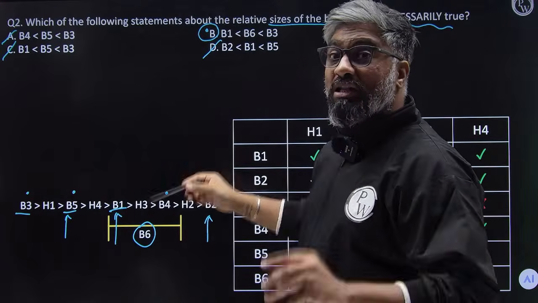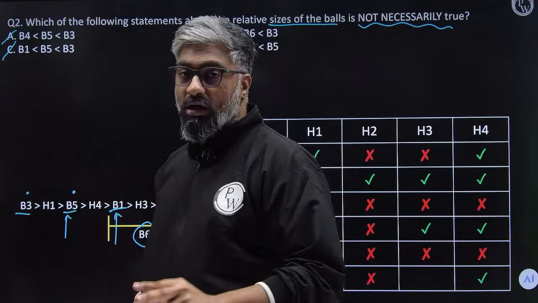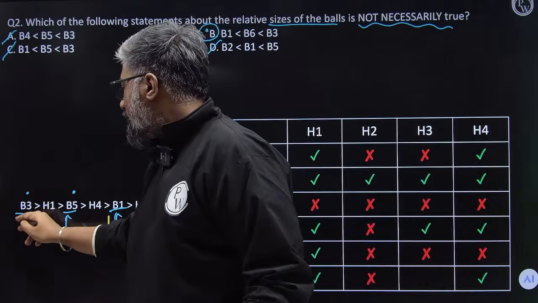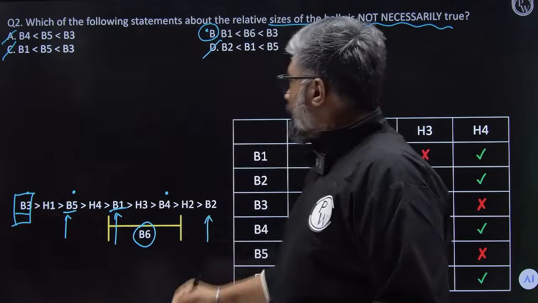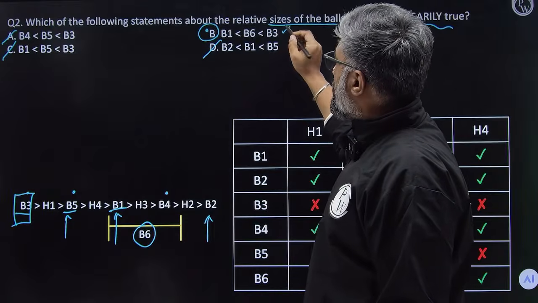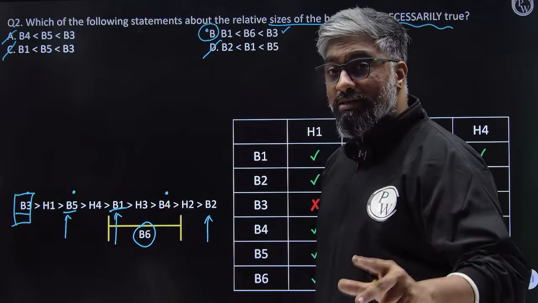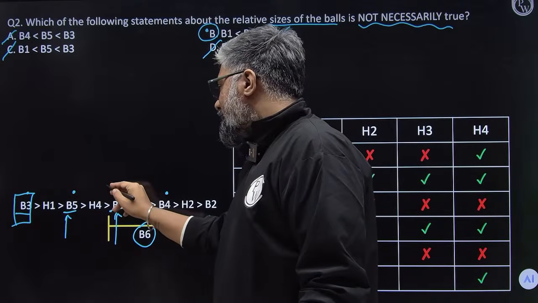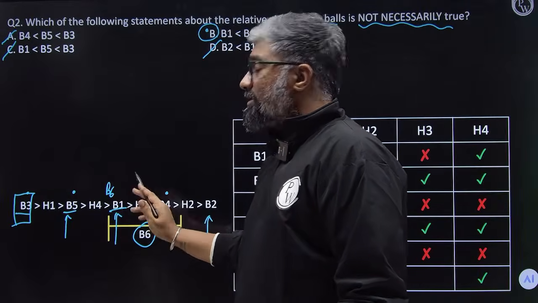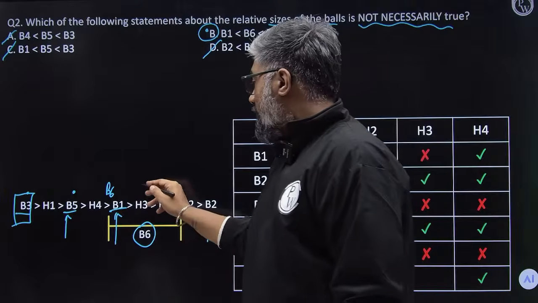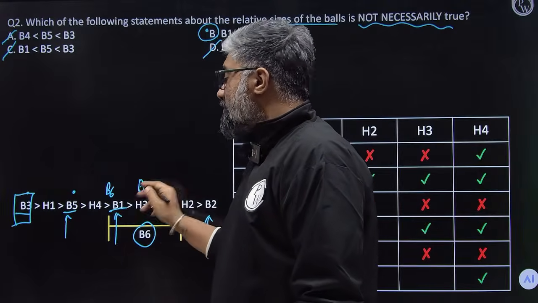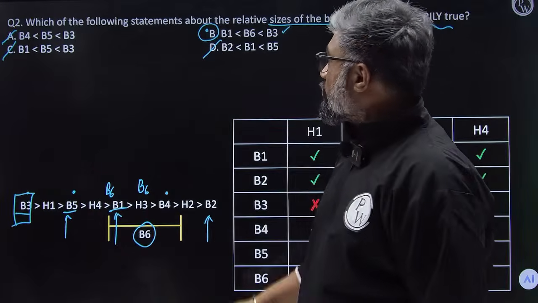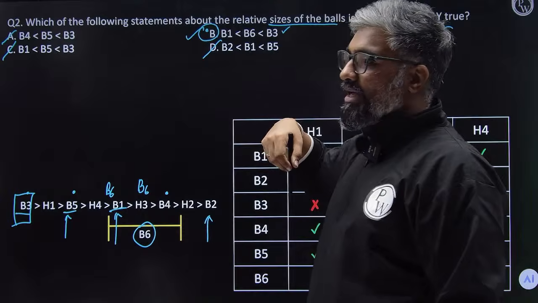I know for sure that B3 is the tallest, the largest ball, correct? B3 is the largest ball, I know. So this part is okay. B3 has to be larger than B6 is okay. But B1 and B6, I don't know the link. If B6 is here, then B6 is larger than B1. But if B6 is here, then B6 is smaller than B1. I don't know that for sure. Option B has to be my correct answer. Cool?